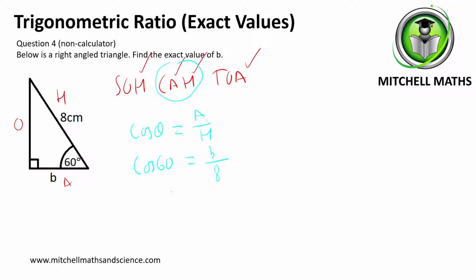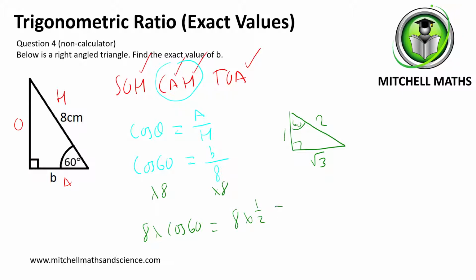Now I need to rearrange this formula to find out what b is. So I'm going to multiply both sides by 8. So I have 8 times cos 60. Well, cos 60 is 1 over 2, which means it's a half. So it's 8 multiplied by a half, and 8 times a half is 4. So your value for b is 4 centimetres. And that's the answer to that question.